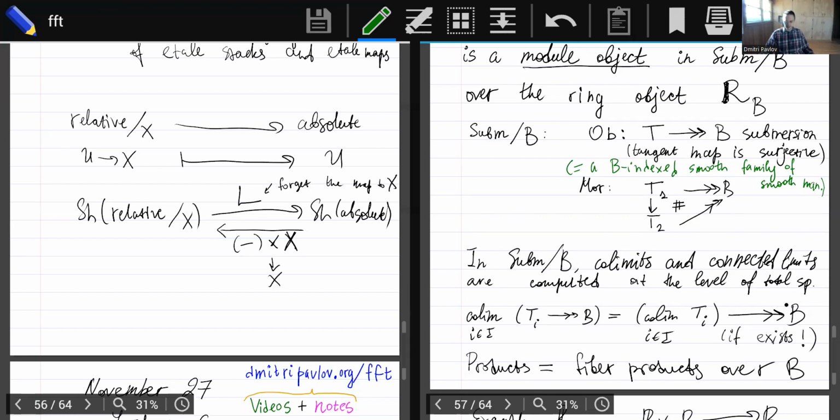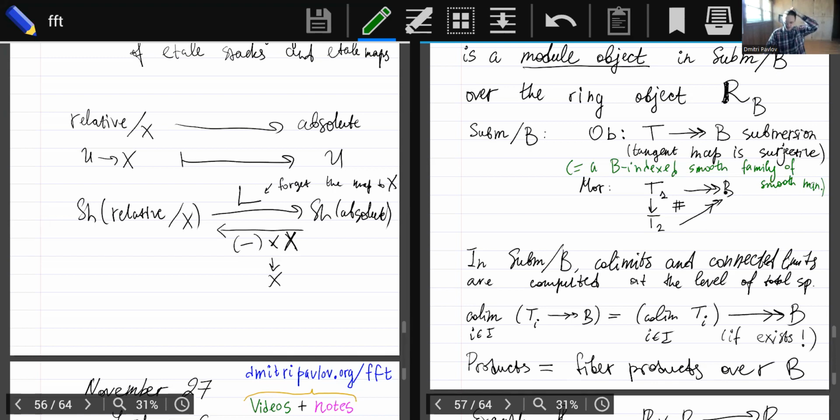And likewise for limits, not all limits, but connected limits, meaning limits whose indexing diagram is connected. So any two objects can be connected by a zigzag of morphisms going in any direction. And the only other type of limit or colimit we haven't considered yet is products. And products are a bit different in the sense that the products will not be computed at the level of total spaces, but rather products will be fiber products over B.